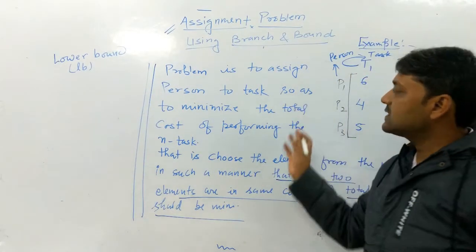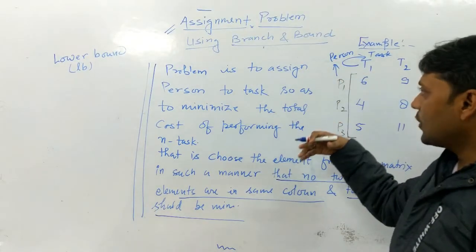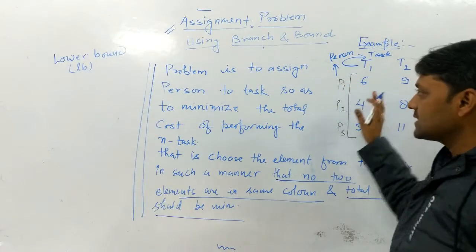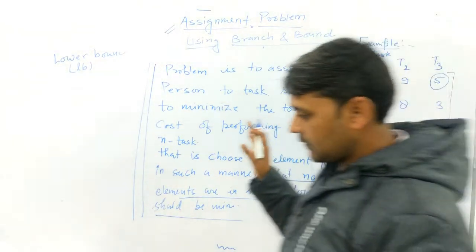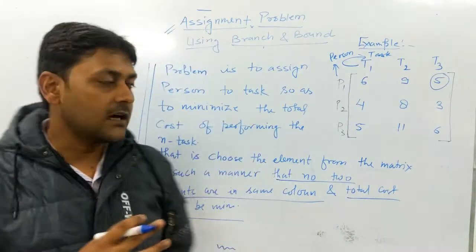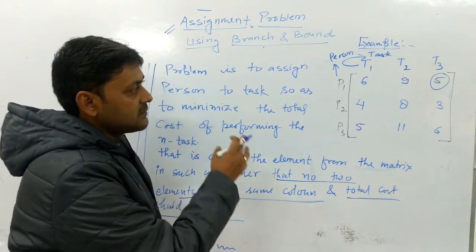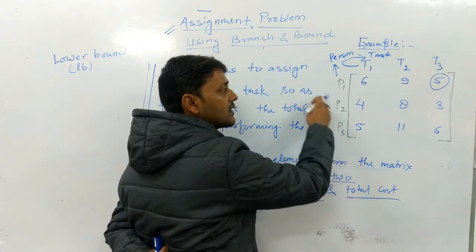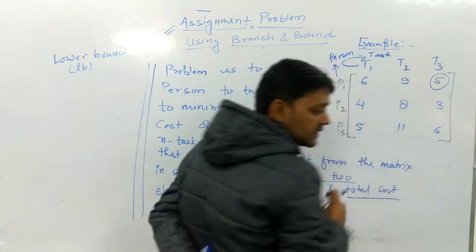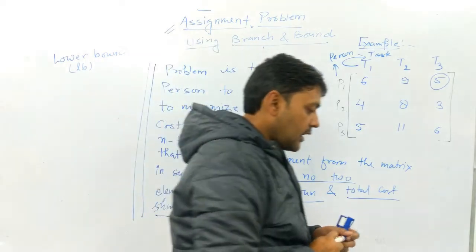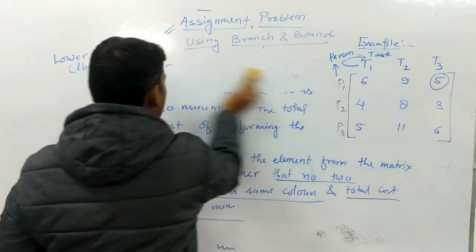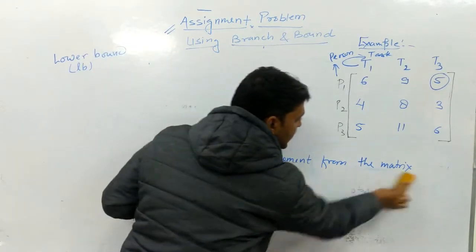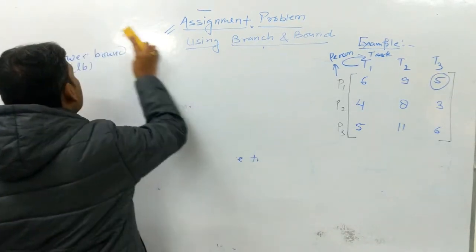Okay, so let me start to draw a state space tree. I'm drawing a state space tree of a given matrix, and after drawing the tree, you will find the minimum cost to be utilized by these three persons, P1, P2, P3, who perform the tasks T1, T2, T3. So let me start to draw the tree.